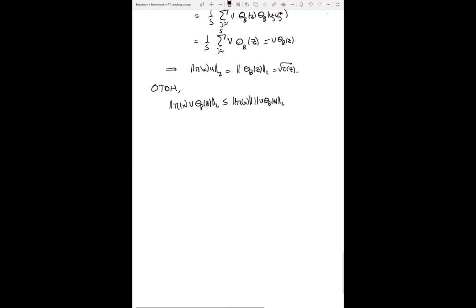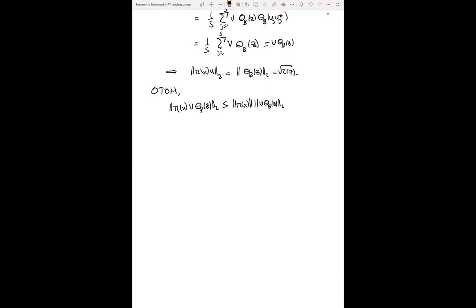If I take the two norm of this, well, that's less than or equal to the norm of pi of X, two norm of this. But I said that the norm of pi of x is less than 1. And so this is a contradiction. I've proved that a number is less than itself. Once I correct this.